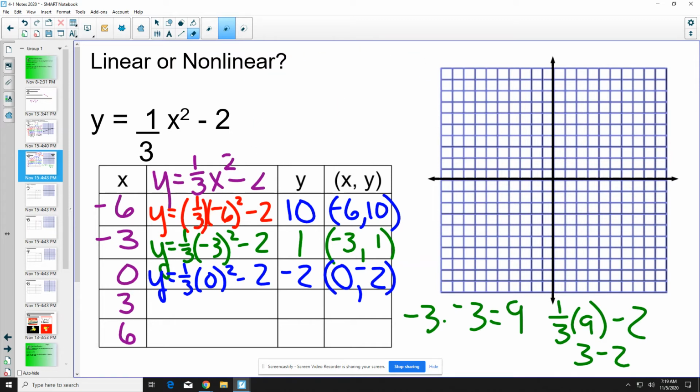All right, do this with me. We're on to putting 3 in for x. So in your table, write this. y equals 1/3 times 3 squared minus 2.